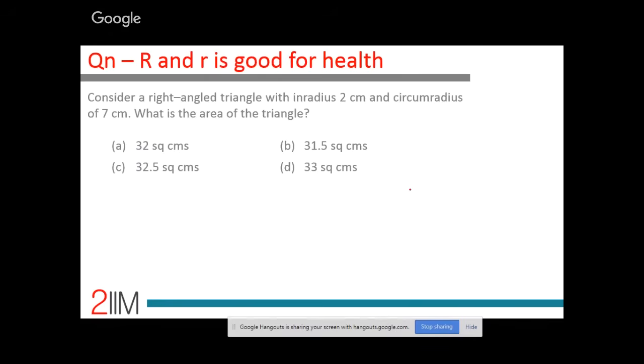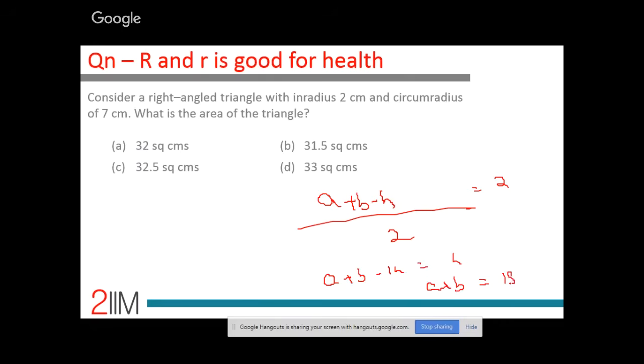Inradius is 2. What does that give us? A plus B is equal to 18. A plus B minus H by 2 is 2, or A plus B minus 14 is 4. A plus B is 18. We know A plus B, we know H, we know the inradius. How do you find area? R into S. You can technically do Pythagoras theorem, find A and B and then do all that. Area is RS. Inradius is 2. If you know semi-perimeter, we are through. If you know perimeter, we are through.